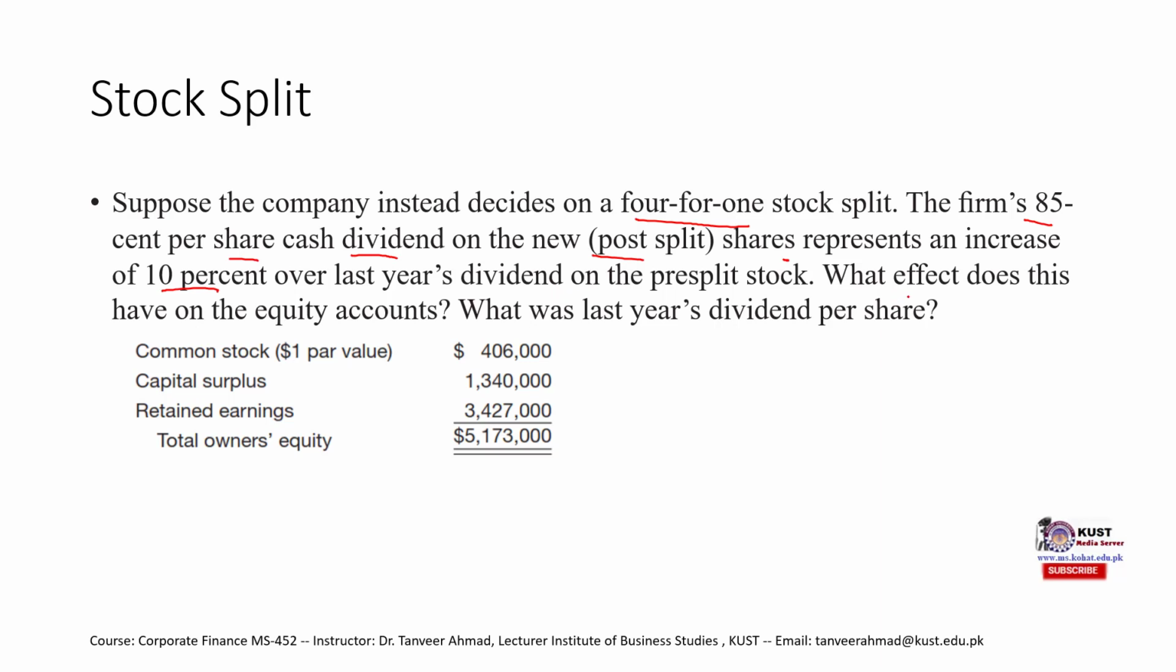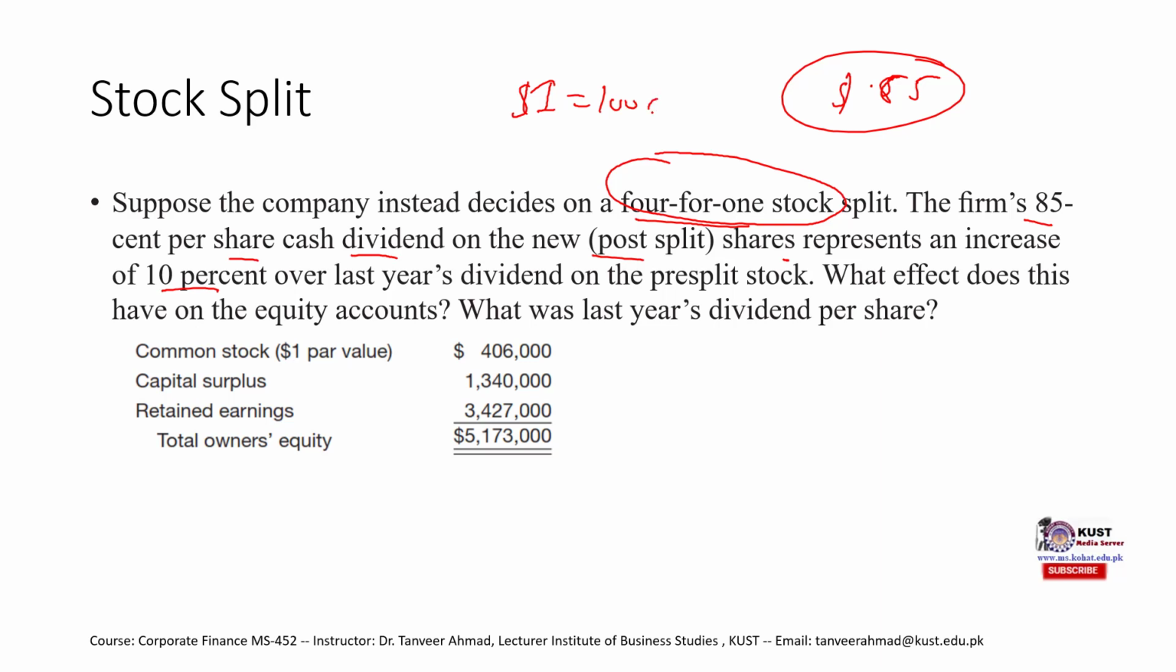So what this is saying is that imagine the company goes for a 4-to-1 stock split, right? Second, the company also gave 85 cents of cash dividend. 85 cents is 0.85 of a dollar, right? So each dollar has 100 cents. Okay, so 85 cents is the cash dividend. The question is saying that this 85 cents is a 10% increase in the last year's dividend of pre-split.